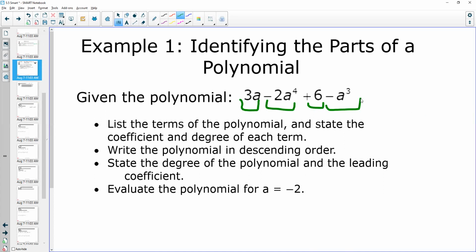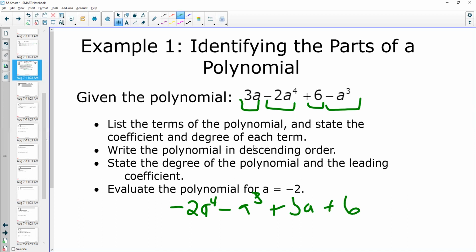3a is a first degree term. The coefficient is 3. Negative 2a to the fourth has a coefficient of negative 2, and it's a fourth degree. 6 is a 0 degree because there's no a term on it, and the coefficient is 6. And then negative a to the third, the coefficient is negative 1, and it's a third degree. The polynomial in descending order, we have to look at the highest exponent, would be negative 2a to the fourth minus a cubed, oops, that's a 3, plus 3a, plus 6, okay?